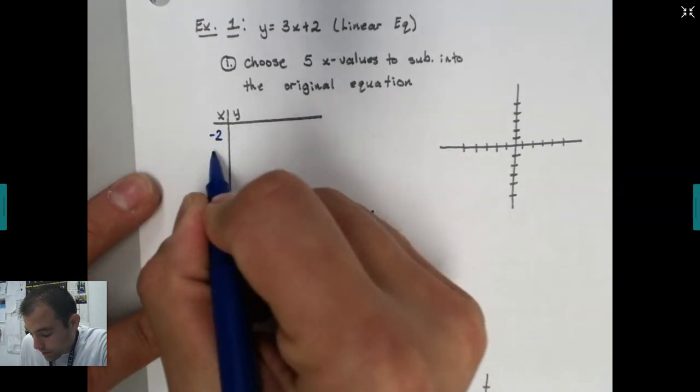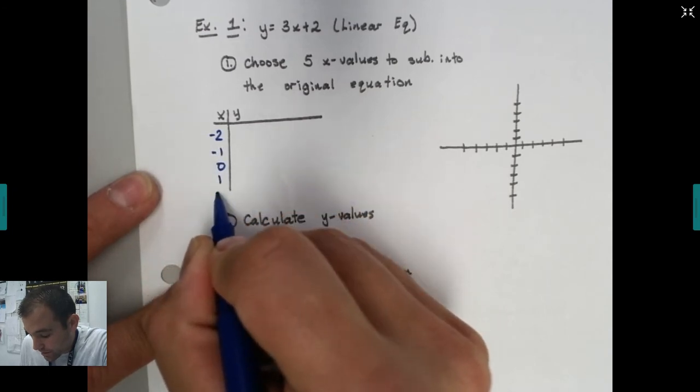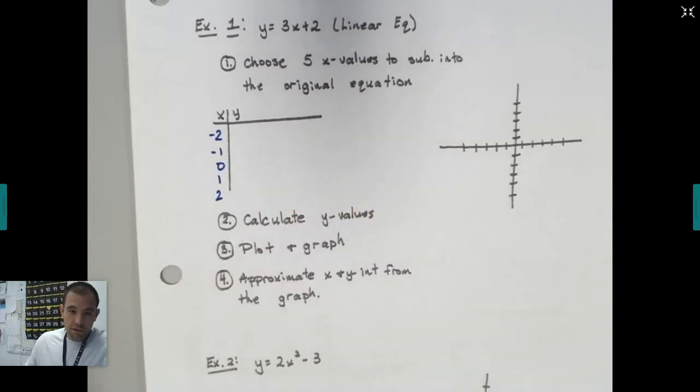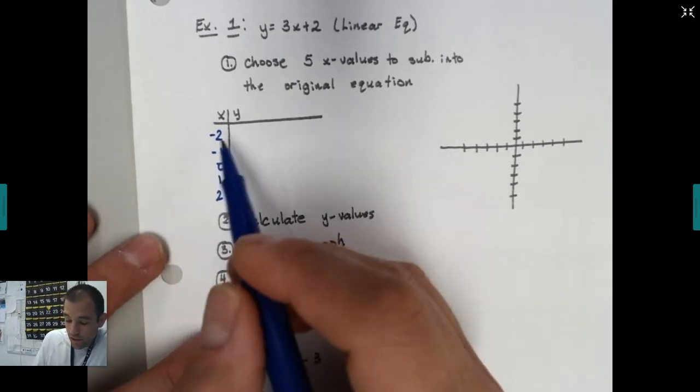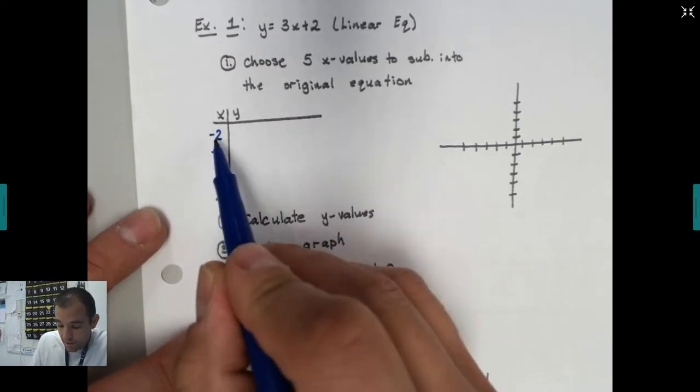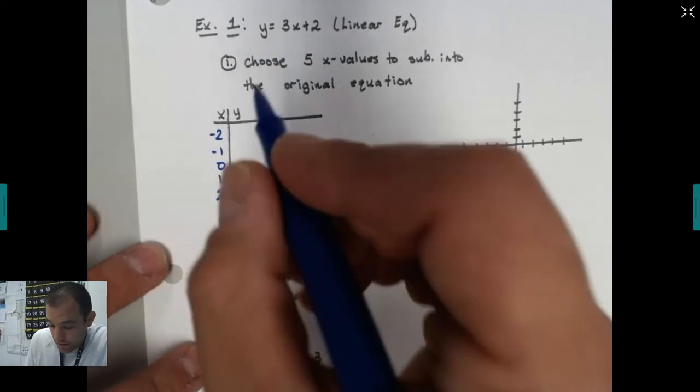I always try to pick these numbers if it's an option: -2, -1, 0, 1, and 2. That way I have some negatives in there. I have some positives in there, but they're relatively low numbers, so they're easy to work with. So again, just random numbers that I picked. So I'm going to take these numbers and plug them into that equation.